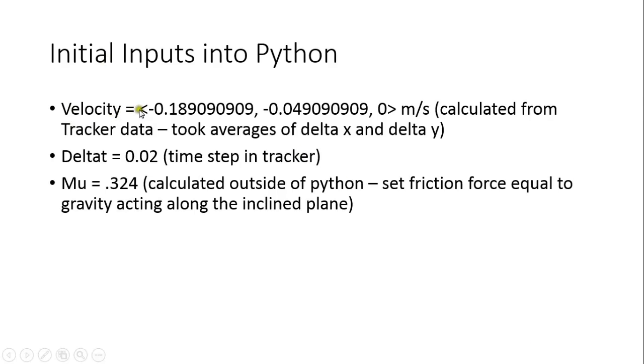So you can see velocity is equal to negative 1.89090909 in the x direction, negative 0.04909909 in the y direction, and 0 in the z direction. The delta t I set equal to 0.02, which is the same time step as Tracker, and mu I actually calculated outside of Python by myself to be equal to 0.324. All I really did was set the gravitational force along the plane equal to the frictional force and solve for mu, and then I'm going to plug these values into Python to check myself.